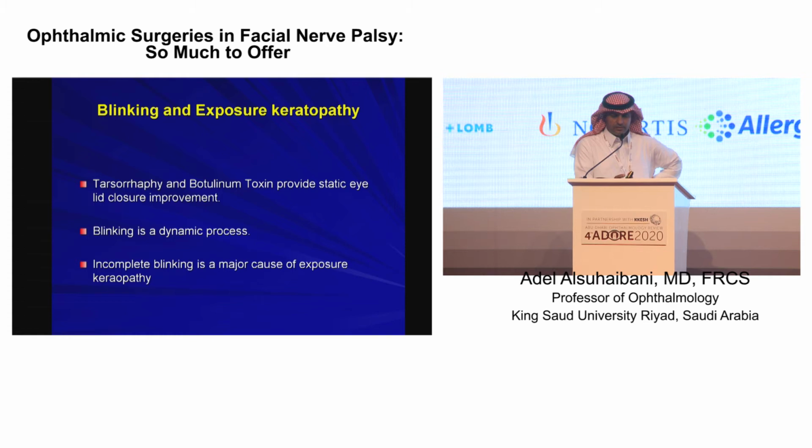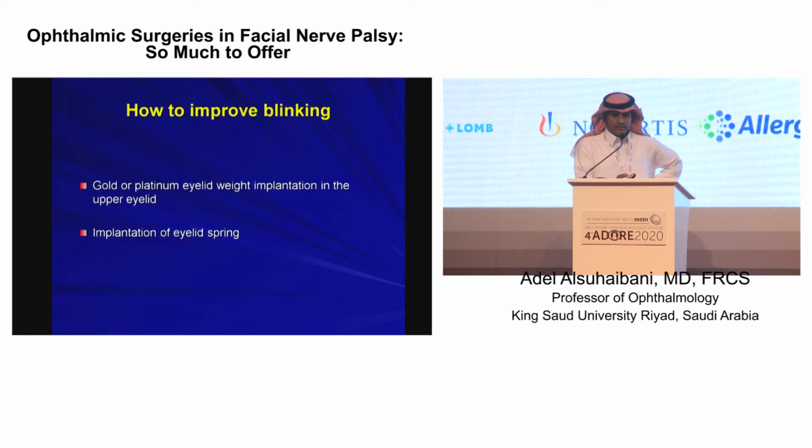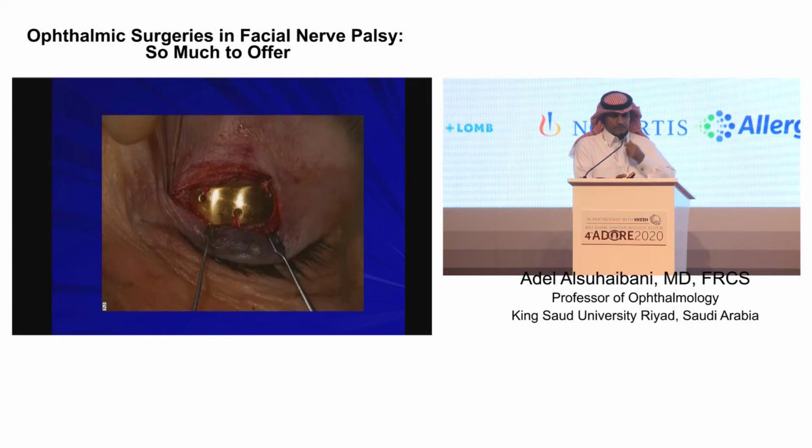Tarsorrhaphy and Botox injection are static measures for helping the patient, but they do not address the blinking. So if you want to help the blinking and improve the lubrication of the ocular surface, you need to do either a gold weight or a palpebral spring implant, or the lid spring implant. This is just a picture of the gold weight.